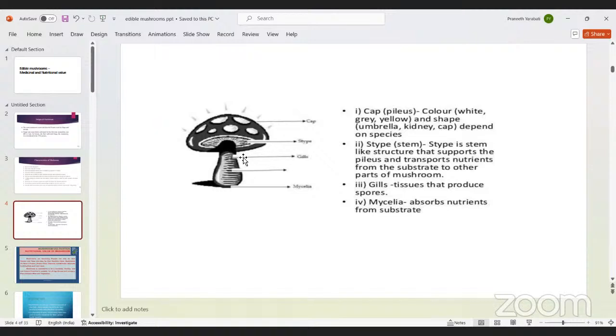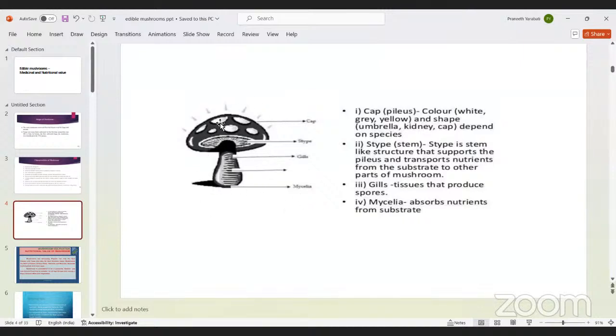This is a stalk-like structure that contains the gills, the tissues that produce the spores. So in the gills region the spores are produced, mainly helping in the production of the spores. And at the base, it contains the mycelia, which absorb the nutrients from the substrate. So this is the basic structure of the mushroom.